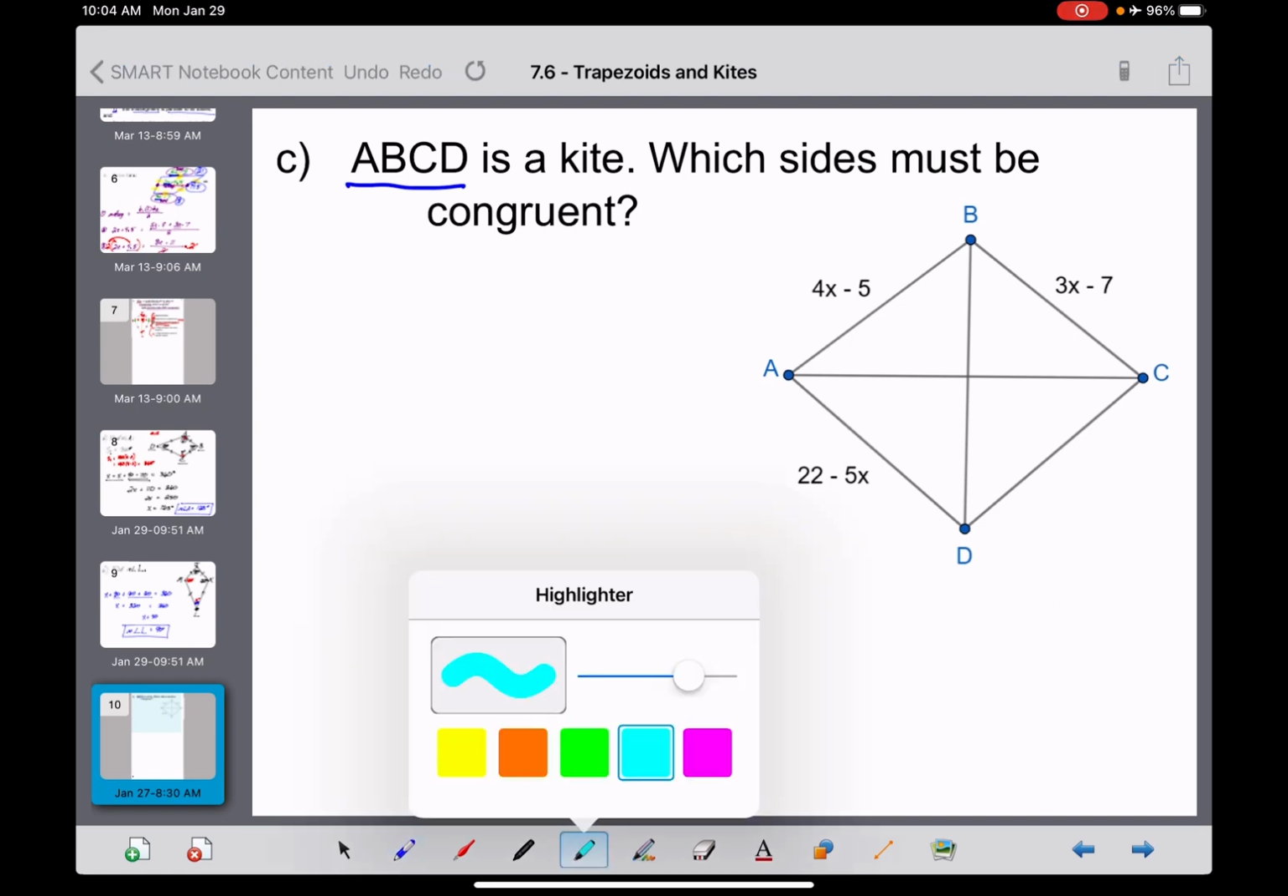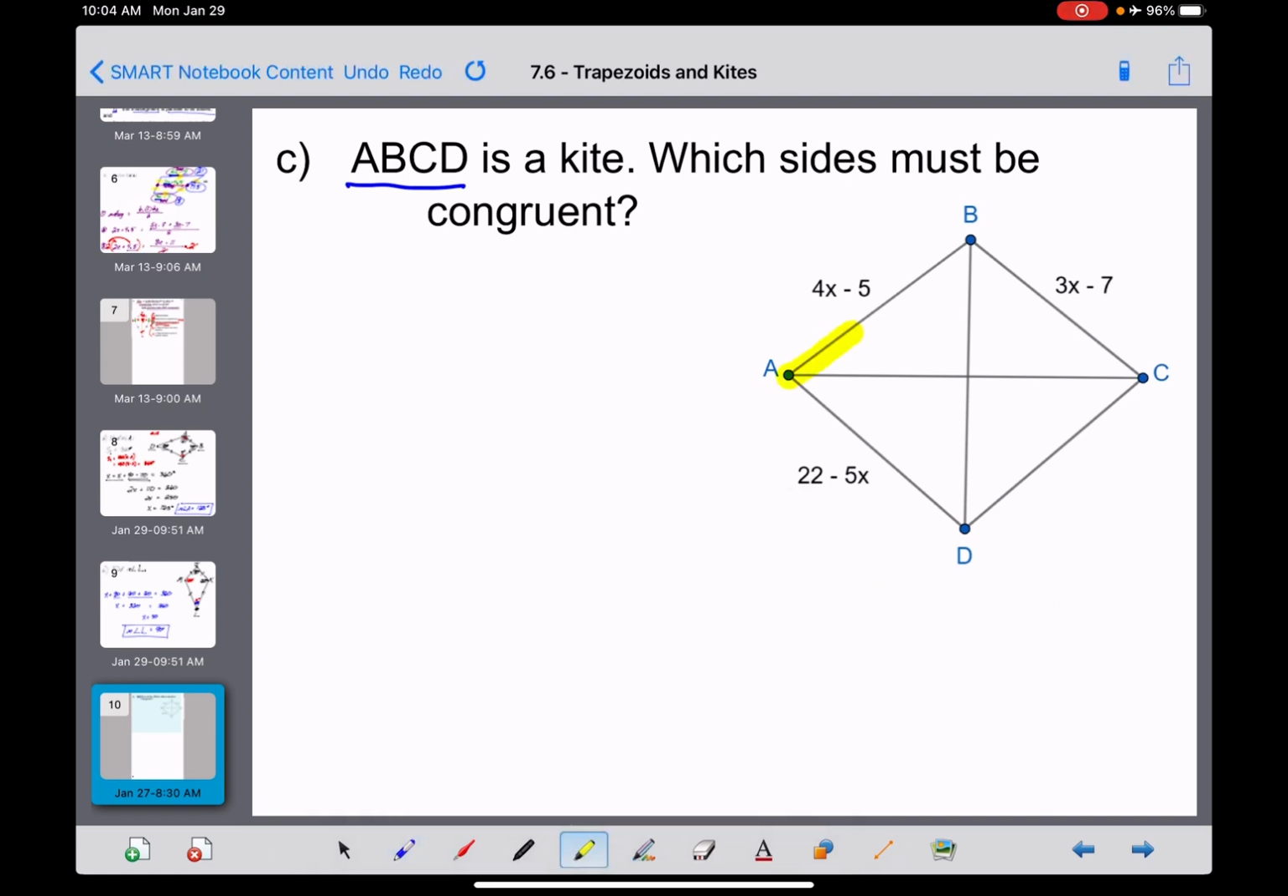BA, I think, is the key side in this figure because we're given the measure of BA at 4x minus 5, and we have variable expressions for the lengths of the sides on either side of BA. So that 4x minus 5 has to be equal to either 3x minus 7 or 22 minus 5x. But it's really not clear from the diagram which it is. So we try something and see if it works out.